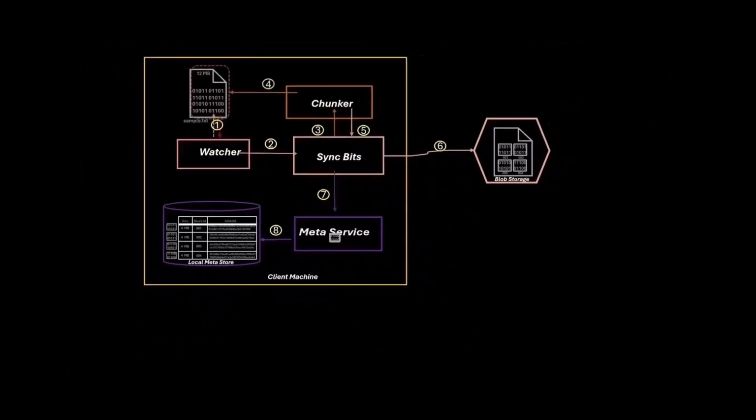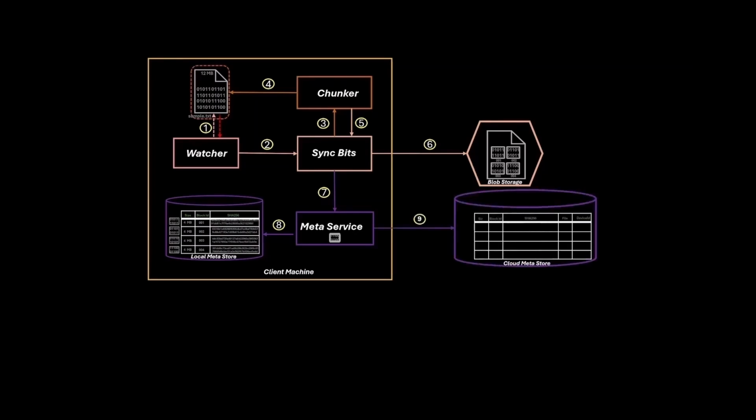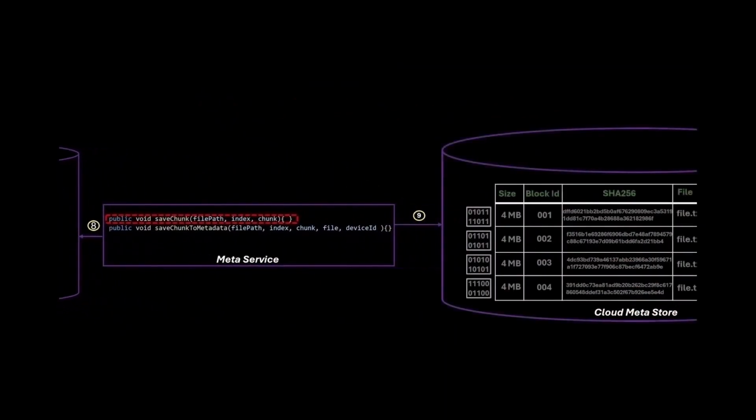So now let's move on to the component level architecture. So far we have discussed that in the 8th step, the meta service is saving the chunk details to the local meta store. In the 9th step, the meta service will also save these chunk details to the cloud meta store. And once the data is saved, this is how the cloud meta store would look. The operation is quite similar to what we have discussed in the local meta store, and while saving these chunk details to the cloud meta store, which is nothing but the 9th step, we call the save chunk to metadata method of the meta service.